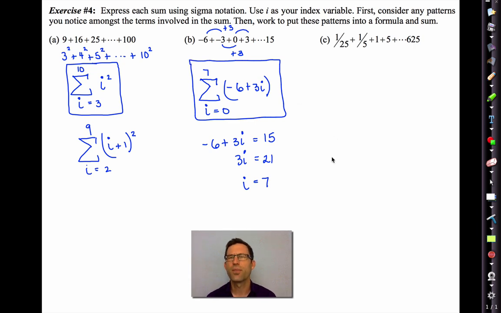Oh boy, what is going on with this last pattern? 1/25, 1/5, 1, 5, eventually all the way up to 625. Pause the video and see if you can figure out what the pattern is.